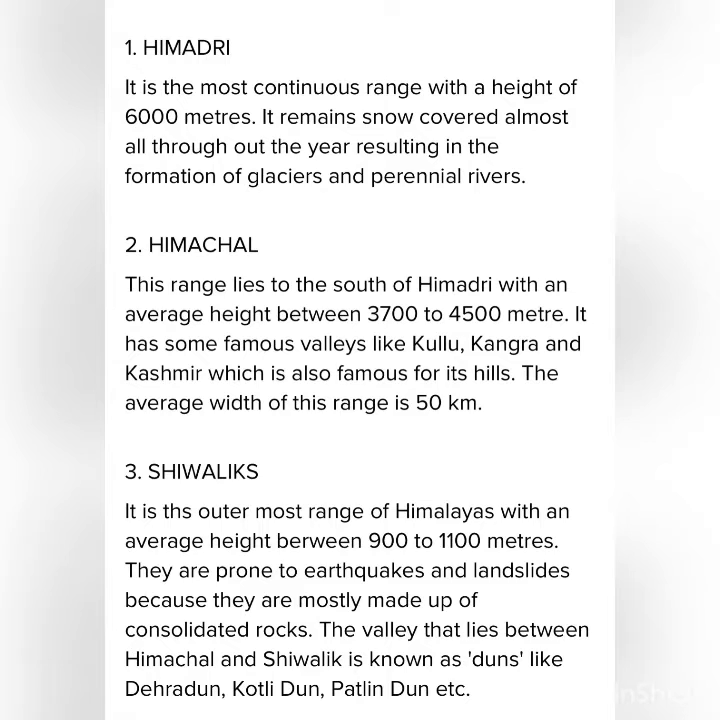The third is Shivaliks, which are also known as Outer Himalayas. It is the outermost range of Himalayas with an average height between 900 to 1100 meters. They are prone to earthquakes and landslides because they are mostly made up of unconsolidated rocks. The valleys that lie between Himachal and Shivalik are known as duns, like Dehradun, Kotli Dun, Patli Dun, etc.